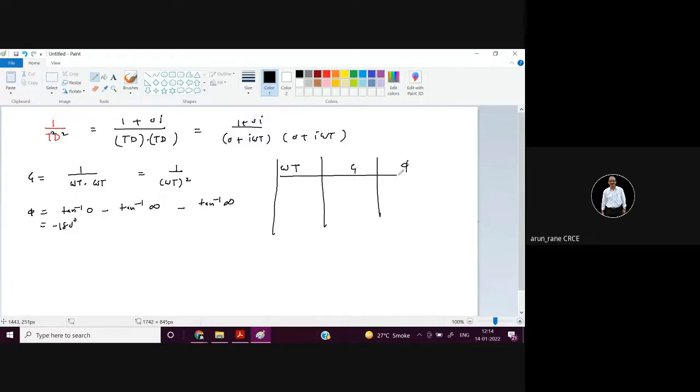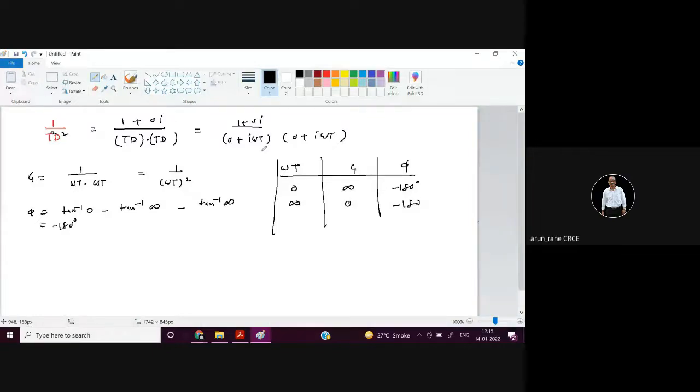Now when omega t is 0, what is the value of g? Infinity. And what is the value of phi? When omega t is 0, phi is a constant value, that is minus 180. And when omega t is infinity, what is the value of g? 0. And what is the value of phi? Minus 180. You can substitute any value in between.